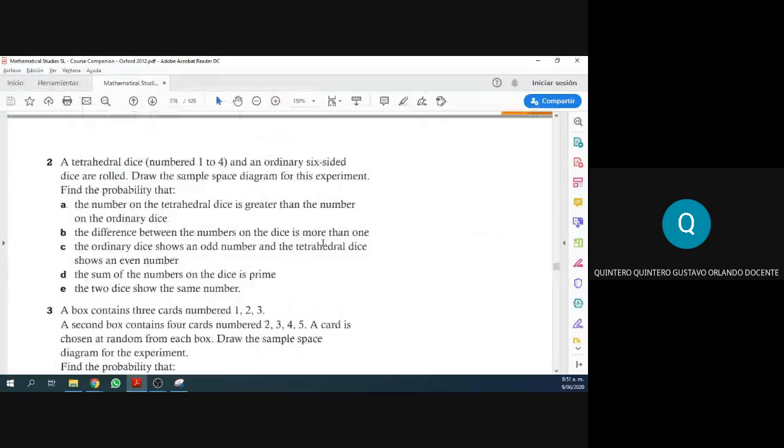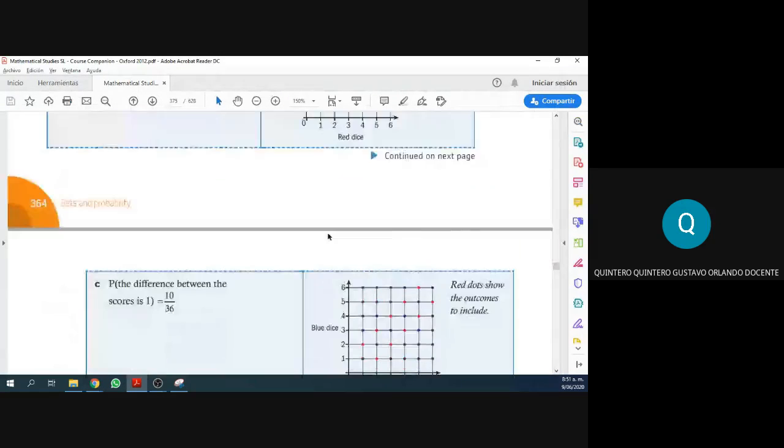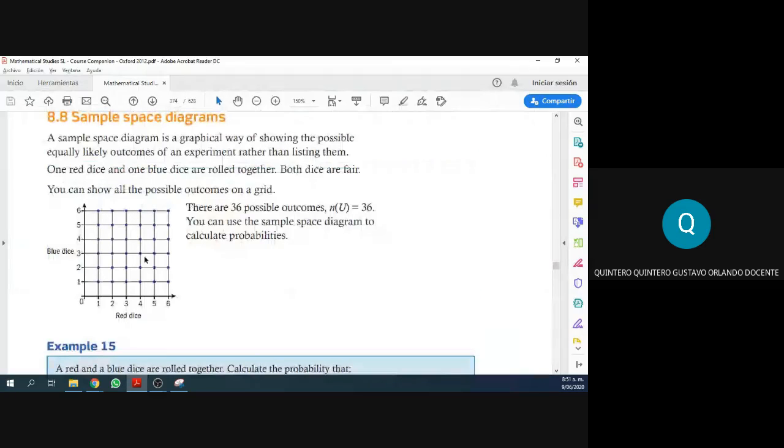Now, guys, if you ask me, teacher, are there a lot of questions in the examination? How many of the questions in the examinations are going to be related to sample space diagrams? If you ask me that, I would say not that many. All right, not that many.